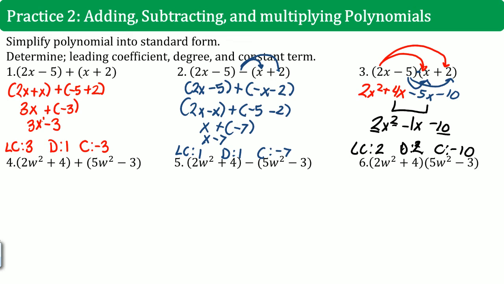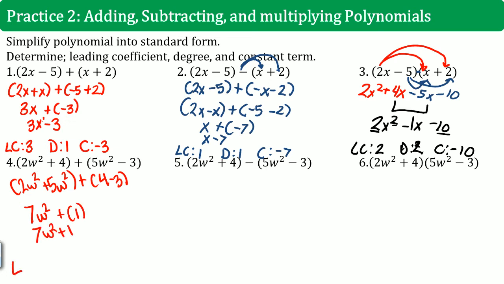Number 4, 5, and 6 are a little bit more advanced. All right? But it's the same process as before. So we're going to add 2w squared plus 5w squared. They have the same variable of w squared here. This gets you 7w squared. Then you have your 4 minus 3. These are both constants. 4 minus 3 just becomes 1. So it is 7w squared plus 1. The leading coefficient here is 7 because that is the number in front. The degree here is 2 because that's the exponent. The constant term is 1.